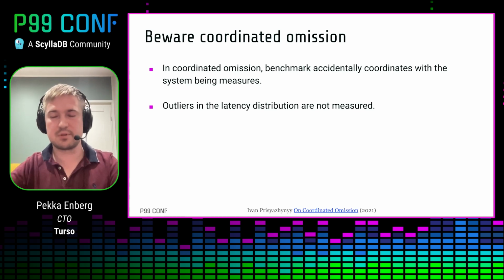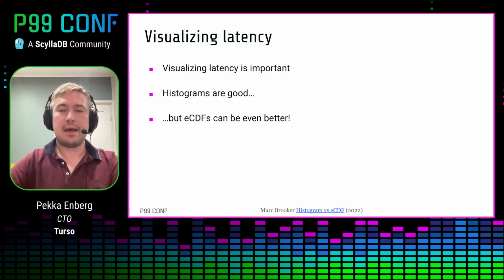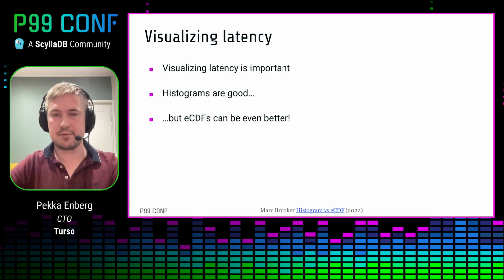The original work on this was done by Gil Tene a long time ago already. But basically, what coordinated omission means is that the benchmark you use to measure a system accidentally coordinates with the system being measured. What it means in practice is that you do not measure the outliers in the latency distribution. So if your benchmarking is doing coordinated omission, you are measuring better latency than you actually would see. And then also, visualizing latency is super important.